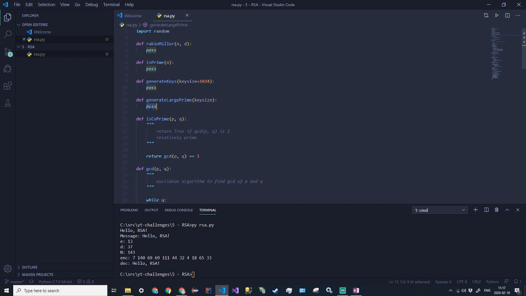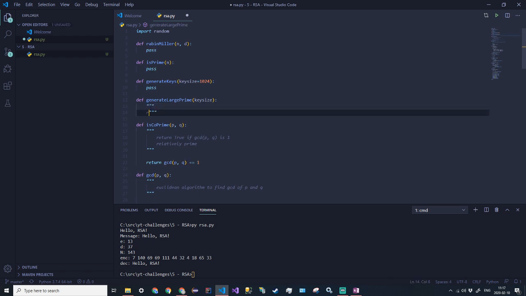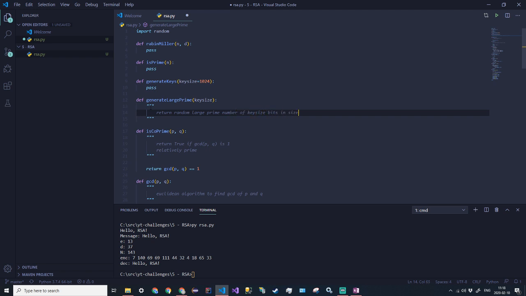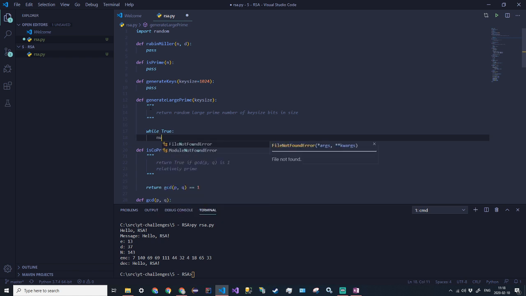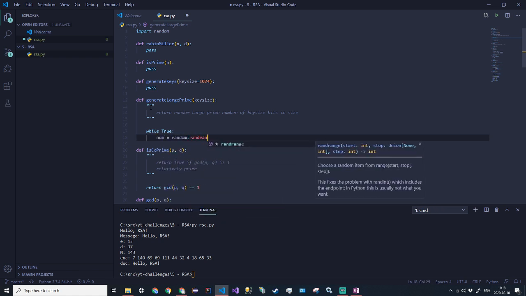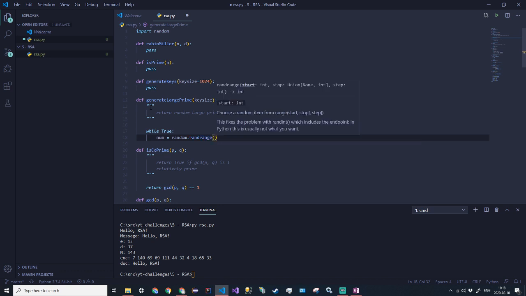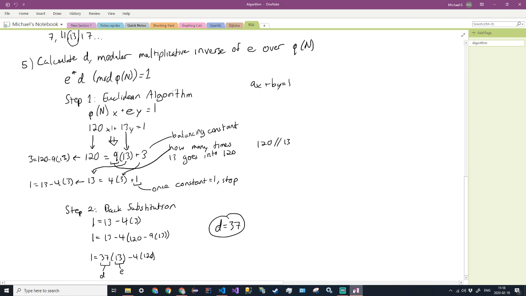So all it'll do is just return random large prime number of key size bits. So all this is going to be is, while true, because we want to test random candidates just to tell if they're prime. So num is equal to random.randrange. So we want to go from 2 to the key size minus 1 to 2 to the key size. So let me explain why.